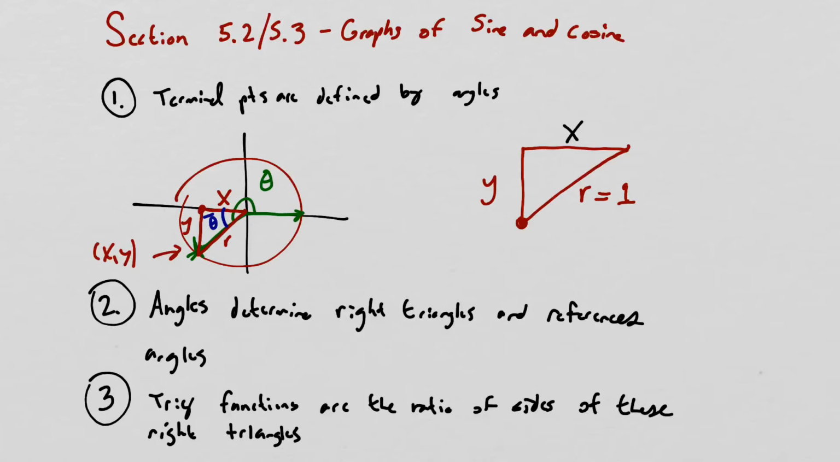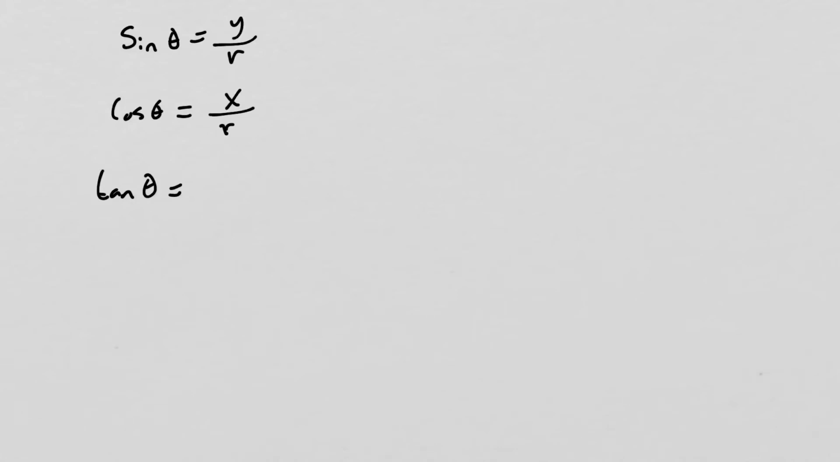Let's go ahead and recall the definitions for each of our trig functions. We'll start with sine, cosine, and tan theta. Sine was defined to be opposite divided by the hypotenuse. Cosine was defined to be the base divided by, again, the hypotenuse. And tan was defined to be opposite divided by adjacent.